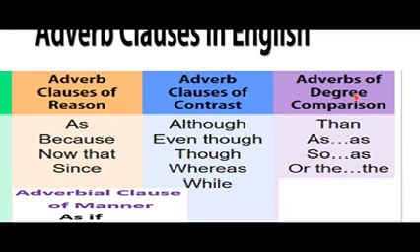This is trying to liken one thing to the other, usually introduced by words like than, as, so as, or the. We also have adverbial clause of manner, which has to do with explaining the way something happens. And it is introduced by words or phrases like as if, as though.